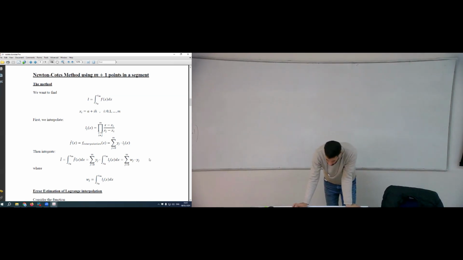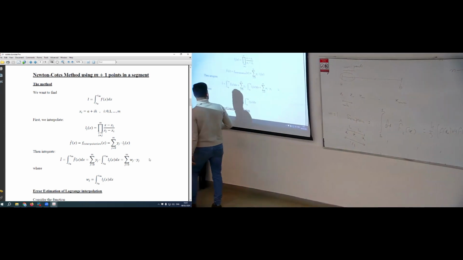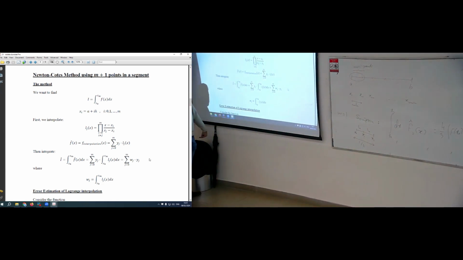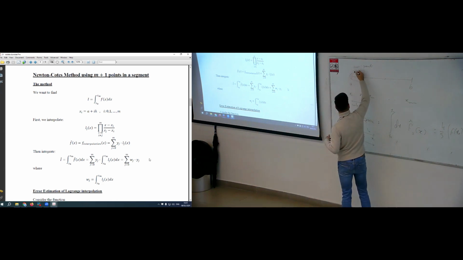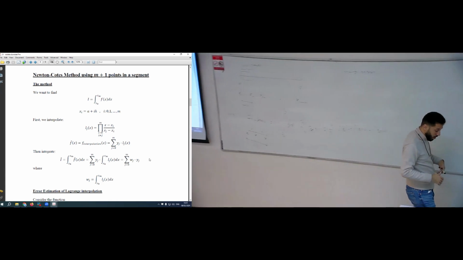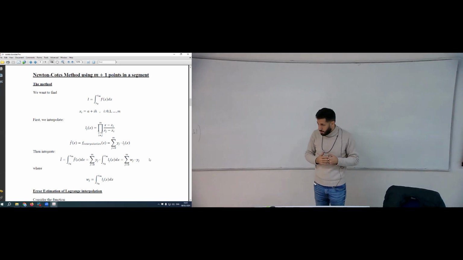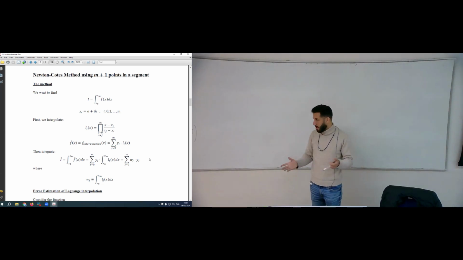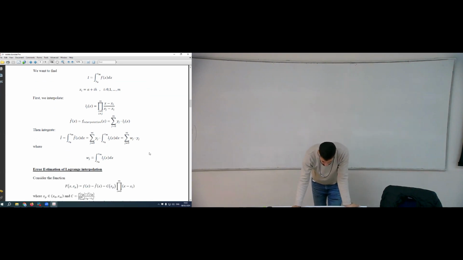Okay, so the error of the integral will be the integral over the error of the function. So let's talk about the error of the function. If I have a function and I interpolate it with n plus 1 points, what is the error of this interpolation? That's the first time that we will talk about this error, and here is a way that you find that error.